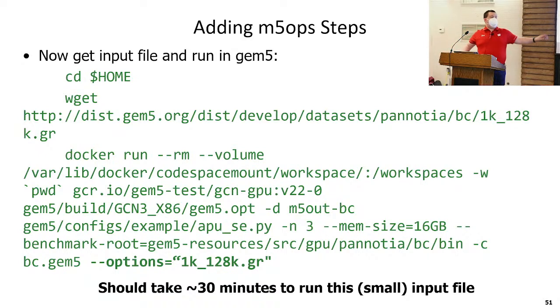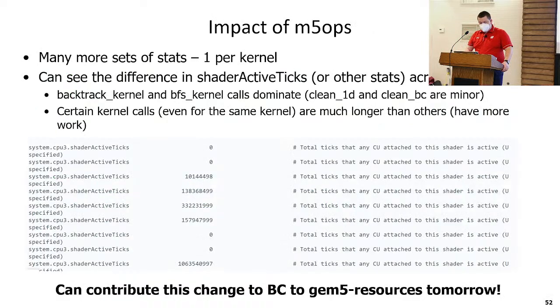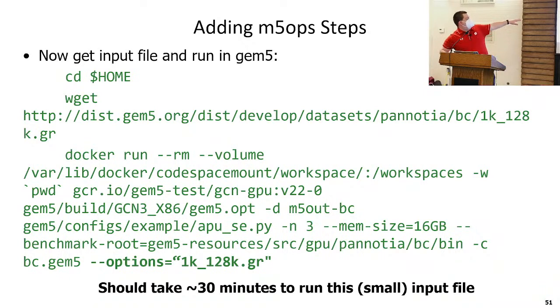So you're going to cd back to your home directory. Then you're going to run this wget command that will take from the gem5 resources repo an input file designed to run on BC. And that is the last thing then. So the command at the bottom here will run everything similar to what we've done before, except at the very end, you'll see that it has an options option that is taking in this input file and running the program on that.